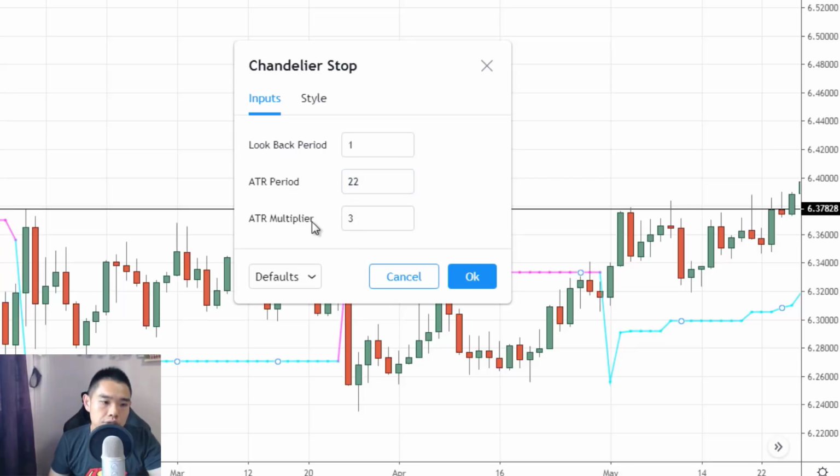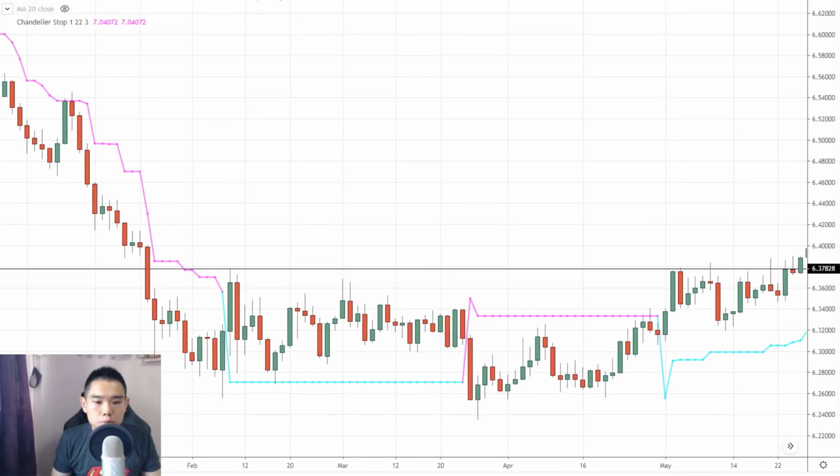The important one over here is the multiplier. I shared with you a 3 ATR because this would allow you to capture the medium-term trend. If you want to capture a longer-term trend, you can just increase the ATR multiplier to like 4 or 5, whatever you wish. So how does this blue line move then?